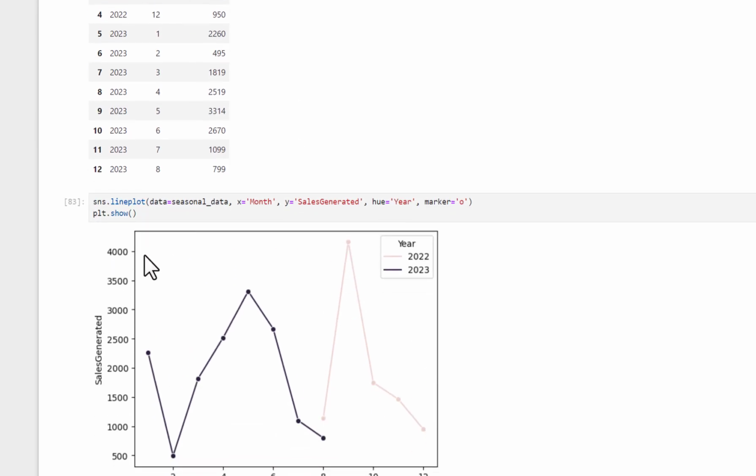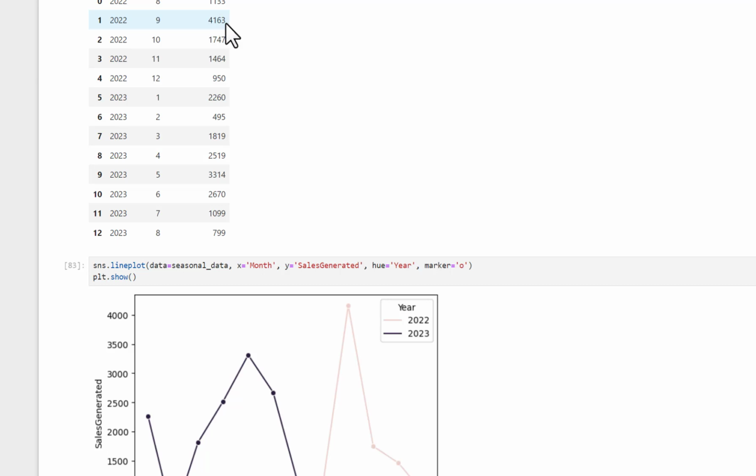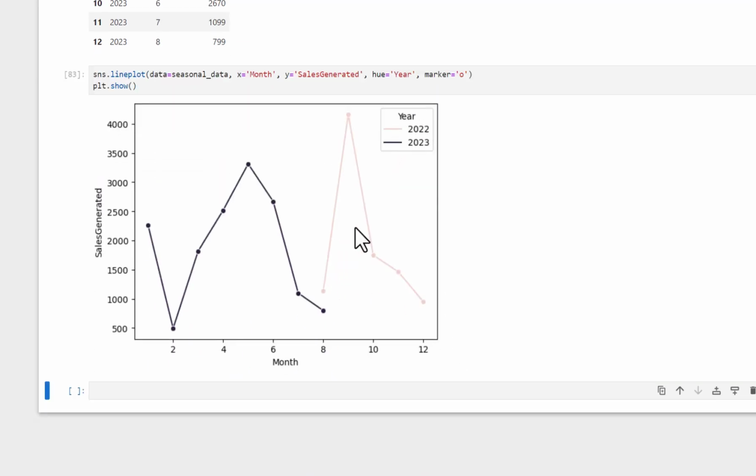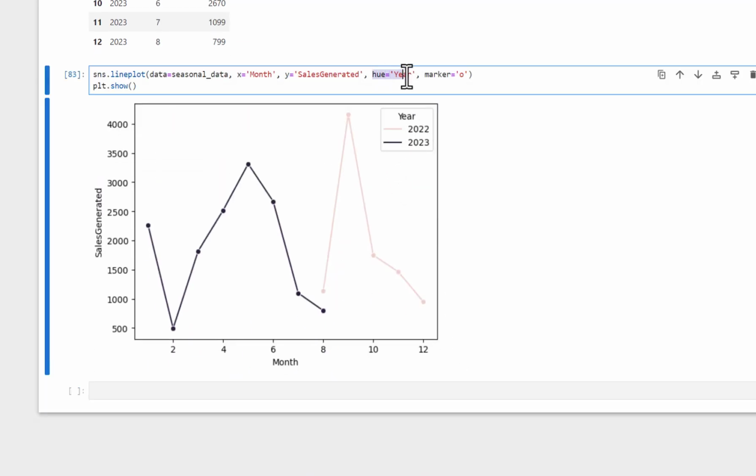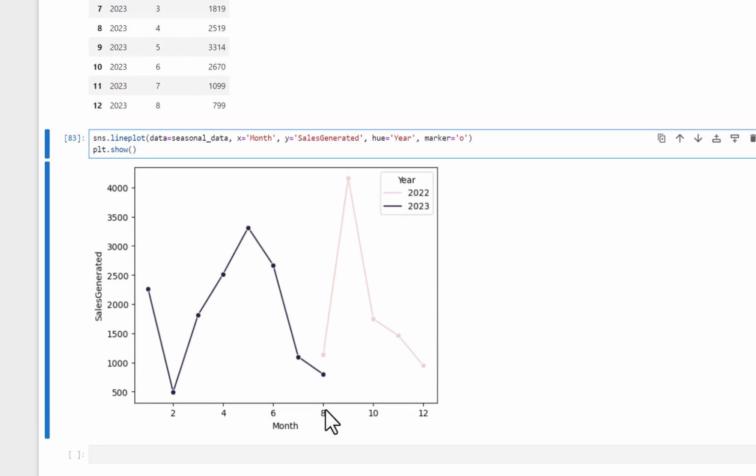We had the highest number of sales, about 4,100. In which year? 2022. We can see this hue, we are huing it, or categorizing it, by year. So that's why we can see the color this thing generated for us for 2022. So in the year 2022, within this month of September, we had the highest number of sales. Right, so this will help the business owners to know how to get prepared for subsequent years that are coming.